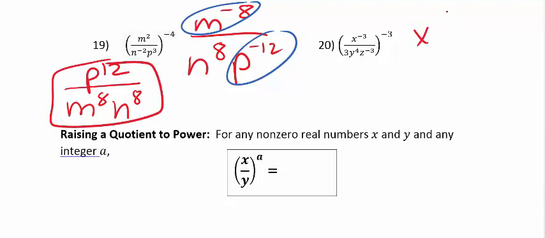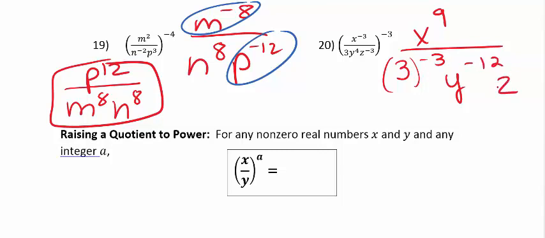Negative 3 times negative 3 is positive 9. We're going to take 3 to the negative 3rd power, multiply the powers on y, so 4 times negative 3 is negative 12, and negative 3 times negative 3 is positive 9. We only have negative powers here. They're the only ones that are going to move.